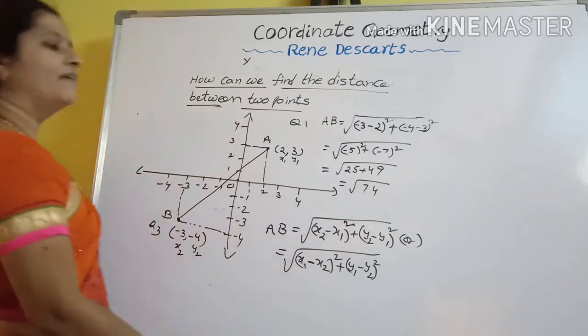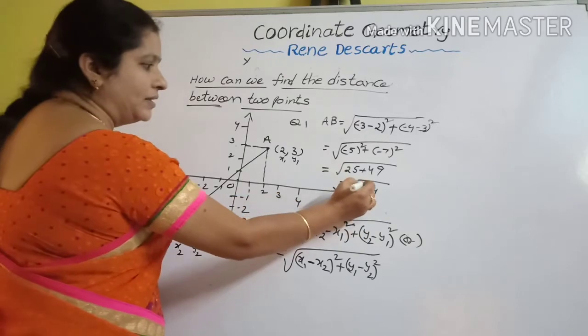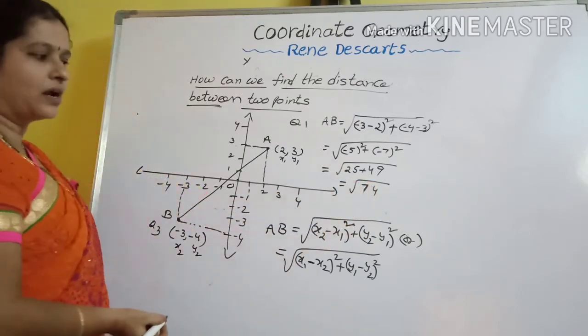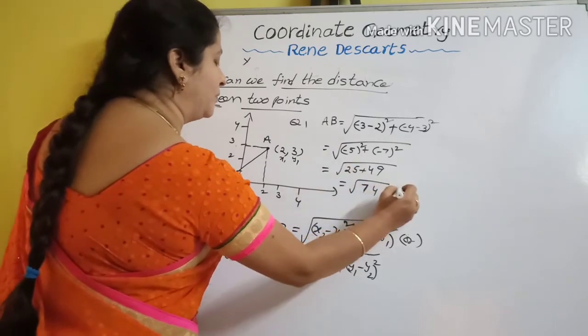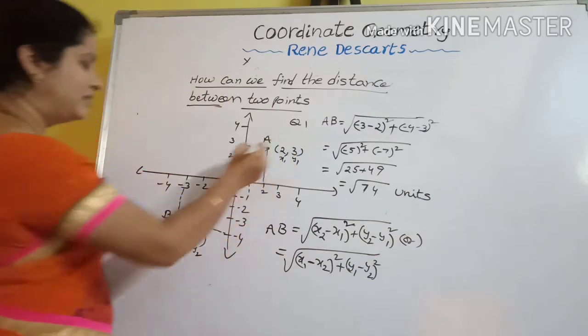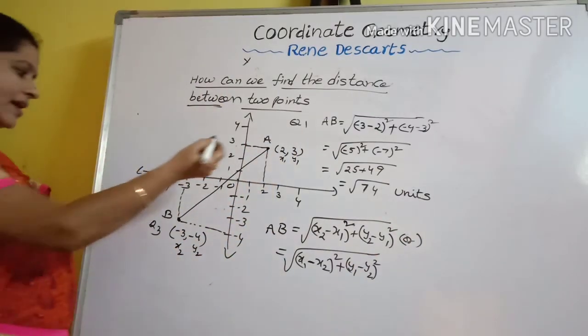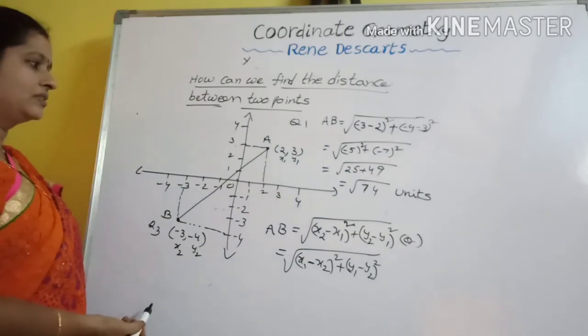So square root of 74. Is this number a perfect square? 74 is not a perfect square number, so we just leave it. AB equals square root of 74 units. So the distance between these 2 points A and B is square root of 74 units.